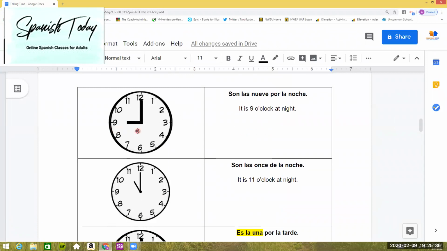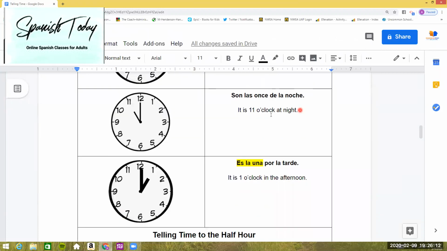9 o'clock at night. Son las 9 por la noche. Una vez más, let's do it one more time. Son las 9 por la noche. Muy bien. Okay, so again, you see son las, insert the number, and then put in the time of day. Por la noche, at night. Okay, so we're just telling time to the hour. Let's try the next example. 11 o'clock at night.